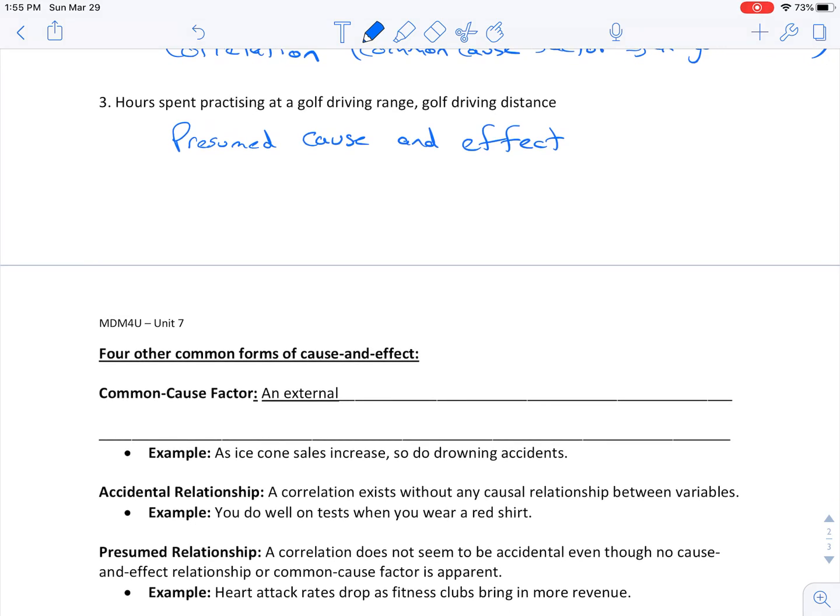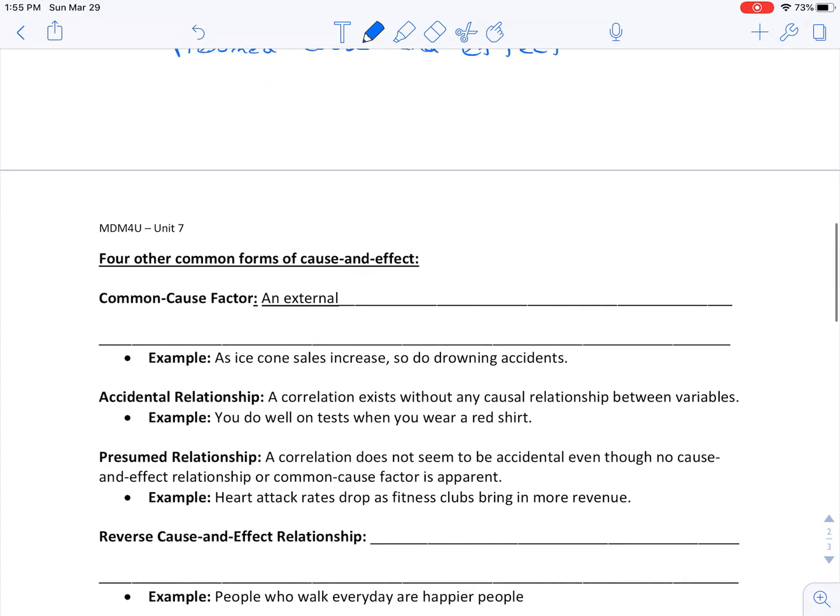There are 4 other common forms of cause and effect that I'm going to discuss. One I've mentioned already, which is the common cause factor. It's where you have an external variable that causes 2 other variables to change in the same way.